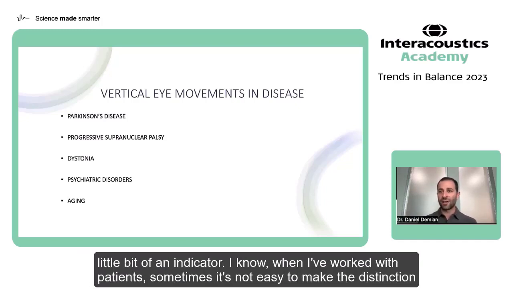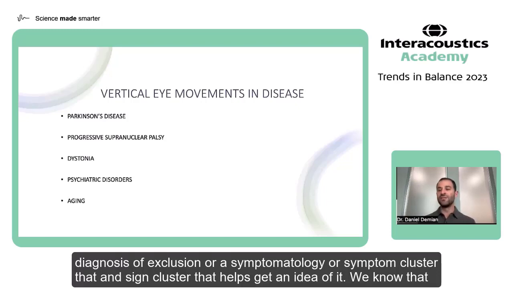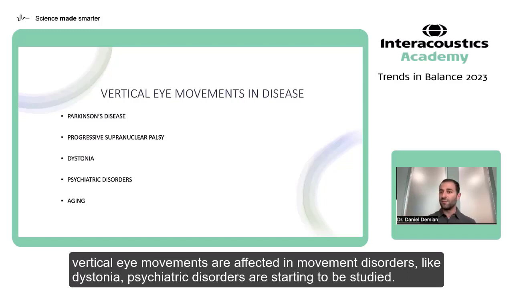And I know when I've worked with patients, sometimes it's not easy to make the distinction between these two different conditions, even for structural pathology exams or neurological consults. Oftentimes it's a diagnosis of exclusion or a symptom and sign cluster that helps get an idea of it. We know that vertical eye movements are affected in movement disorders like dystonia.